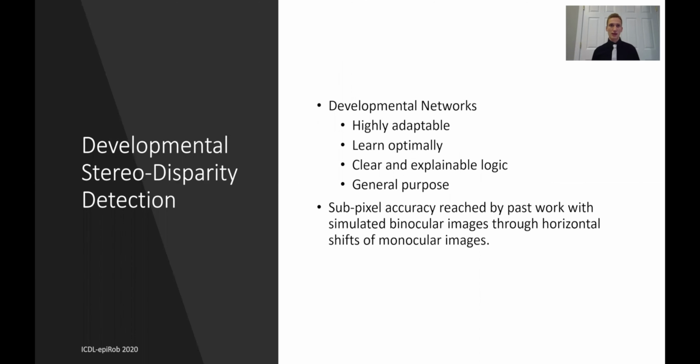Developmental networks can give us the best of both worlds. DNs are general purpose and thus highly adaptable. And while they must take time to learn, they learn optimally throughout a single lifetime and follow clear and explainable logic. A predecessor of the DN was tested on stereo-disparity detection in the past and was able to attain sub-pixel accuracy on simulated binocular images where the monocular images were shifted horizontally.